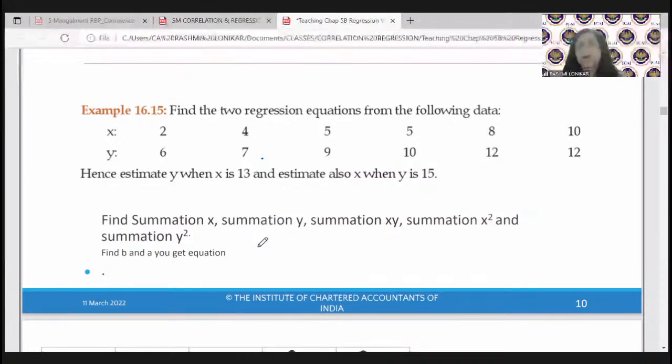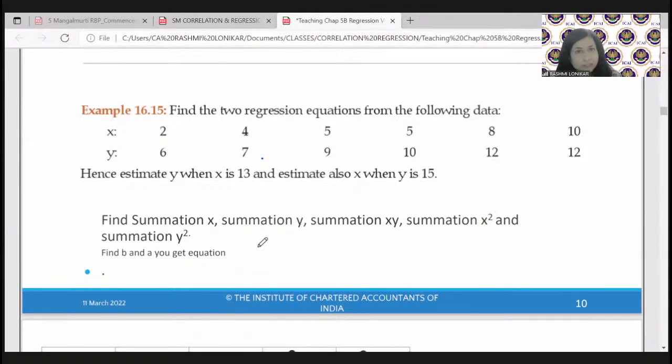After that, what are you going to do? We are going to go in the following steps. First, you're going to find x bar, y bar. Second step is find b. Third step is find a.